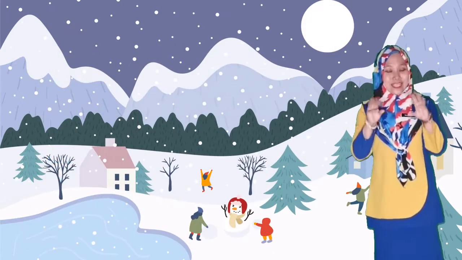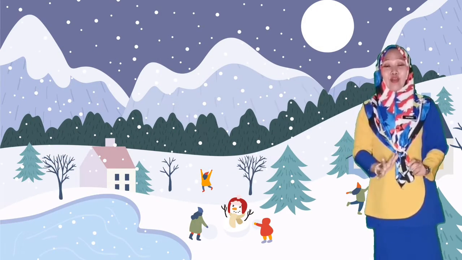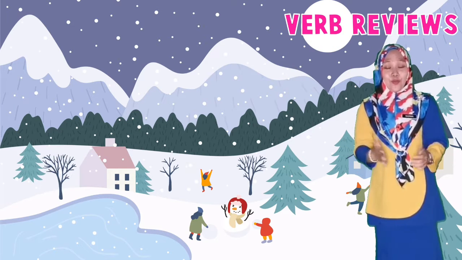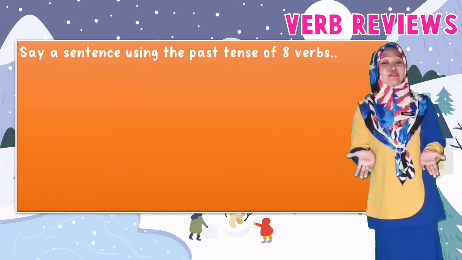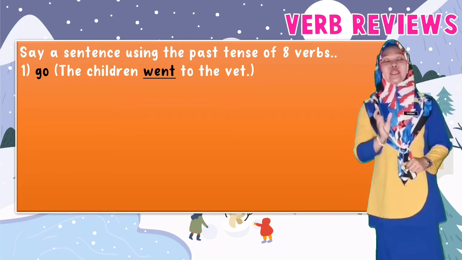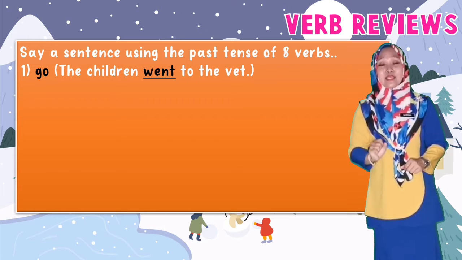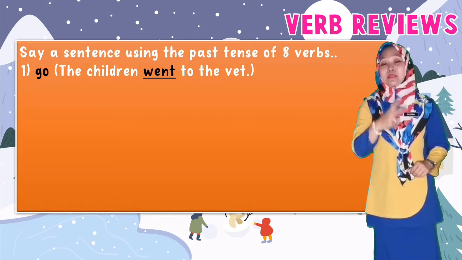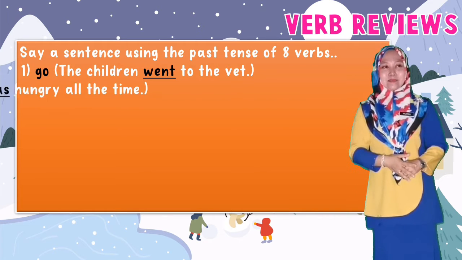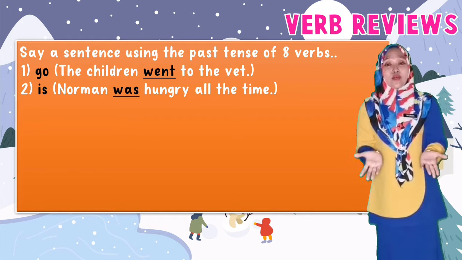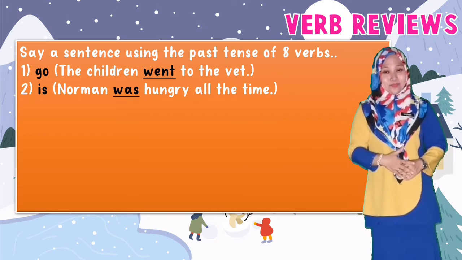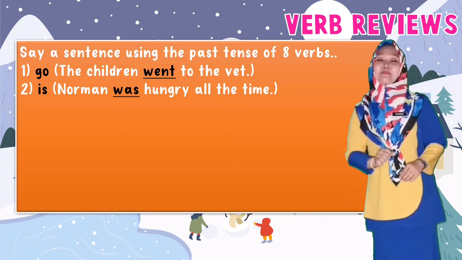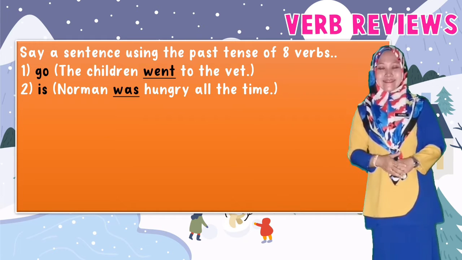Now we are going to say a sentence using the past tense of 8 verbs. Let us try with verb number 1. Go. The children went to the vet. We use went in the sentence because went is the past form of the verb go. Verb number 2. Is. Norman was hungry all the time. We use the word was in the sentence because was is the past form of the verb is.